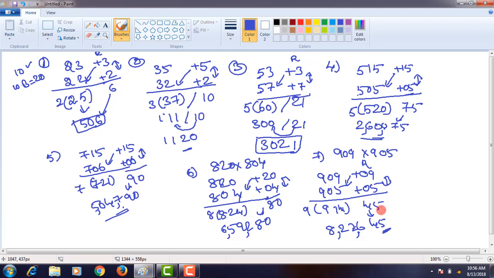Like this, we can find the product of numbers which are nearest to the multiples of base easily by using these techniques.